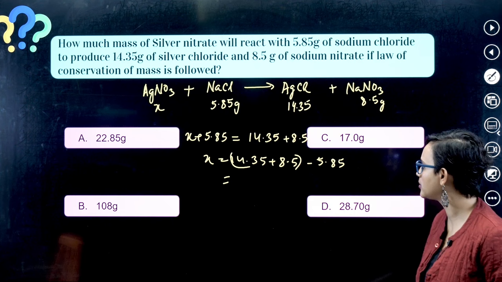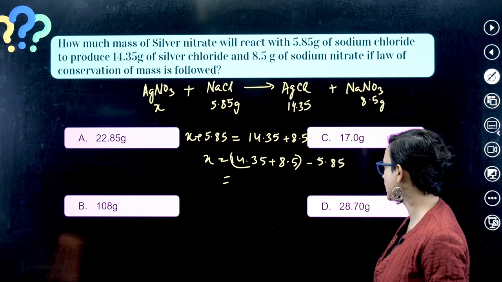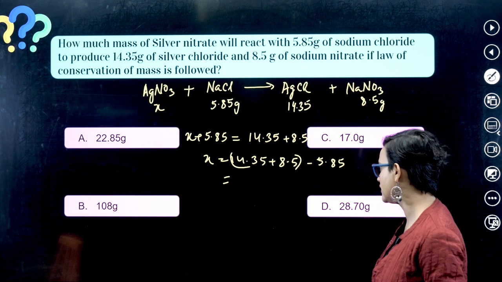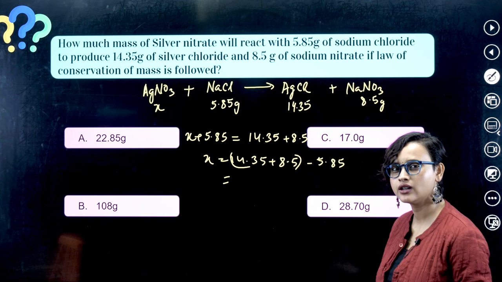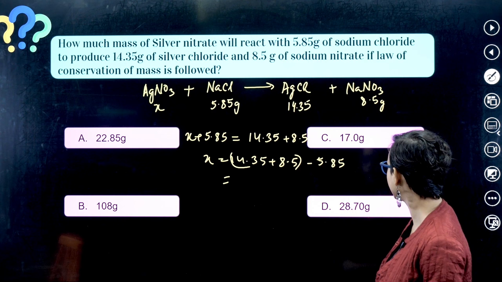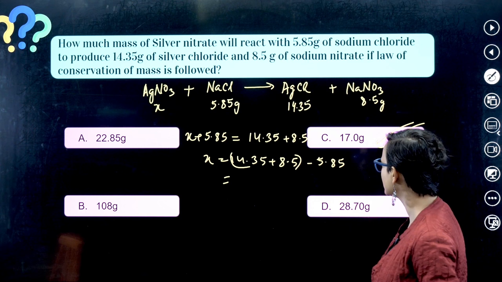14.35 plus 8, so 14 plus 8 would be 22, minus 5 is how much? It won't be exactly 22, obviously. It'll be a little more than that. So I think it'll be around 17. Yes, option C is the correct answer.